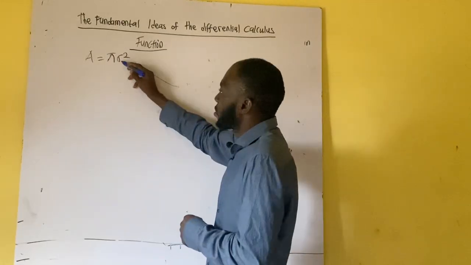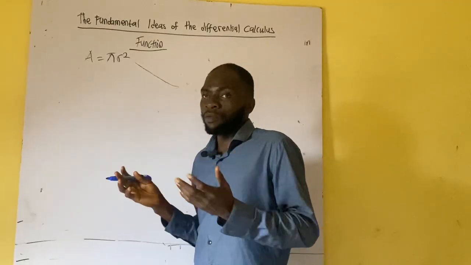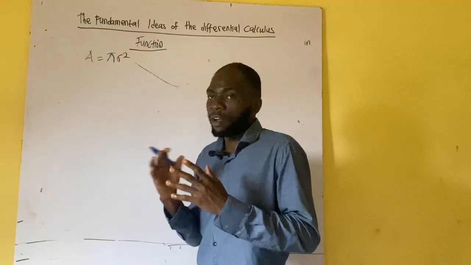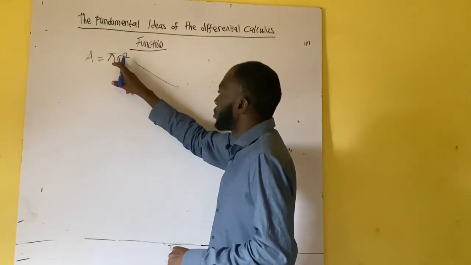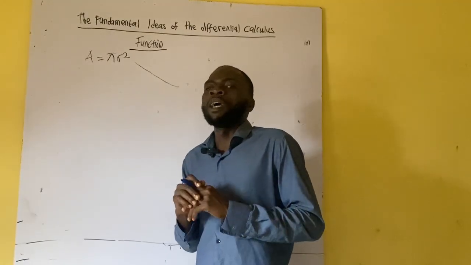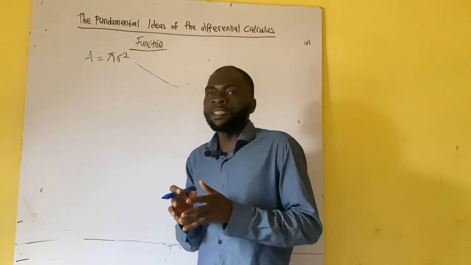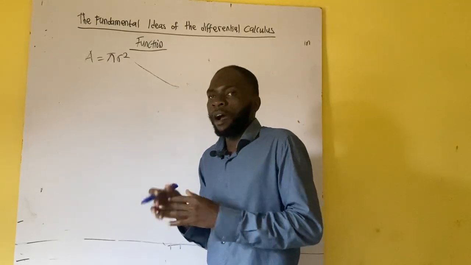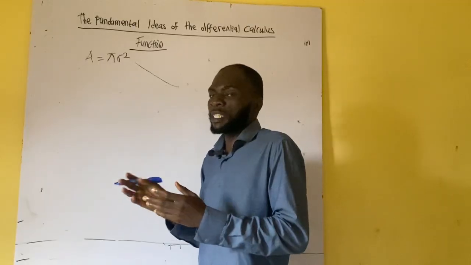Just like this, R can be of any value. Can be 1, can be 2, can be 3, any value. So the input of this R will determine the area of that circle. Am I communicating? Another thing is that if I say that A is a function of R, how am I going to express it mathematically?